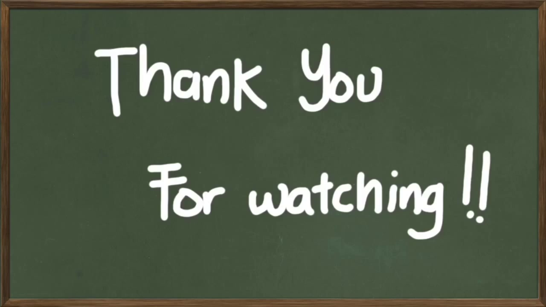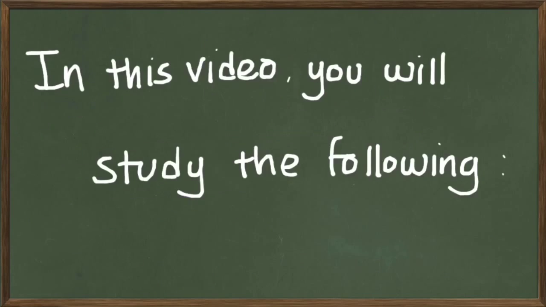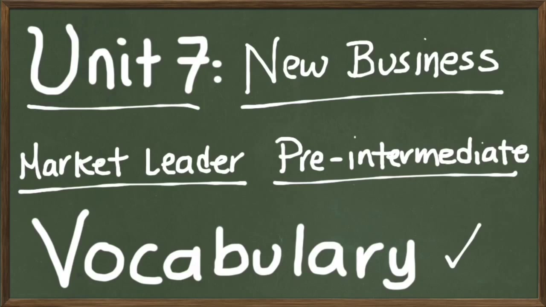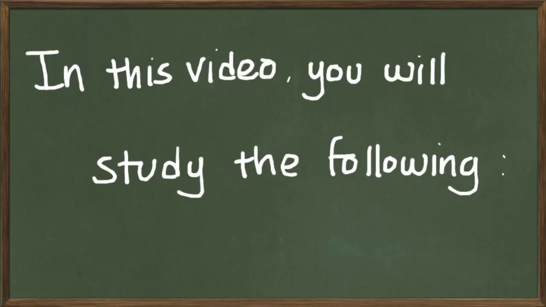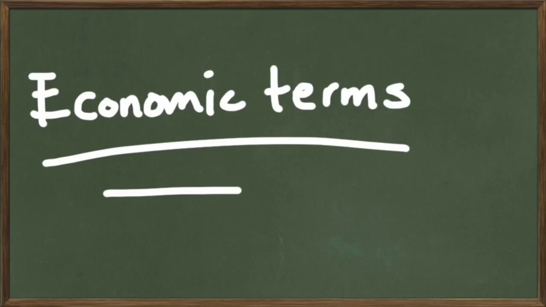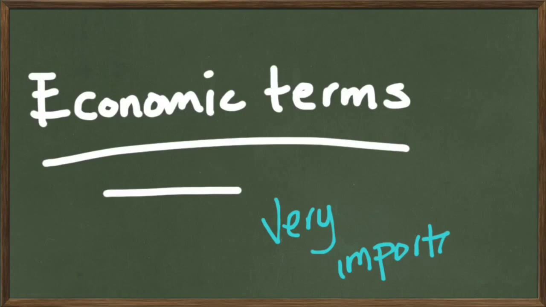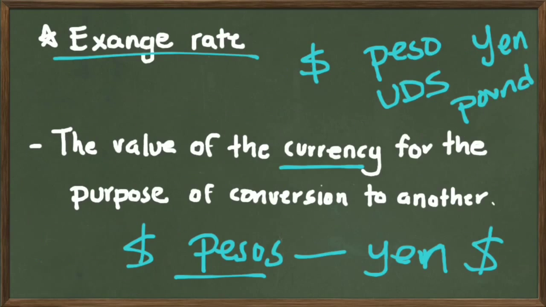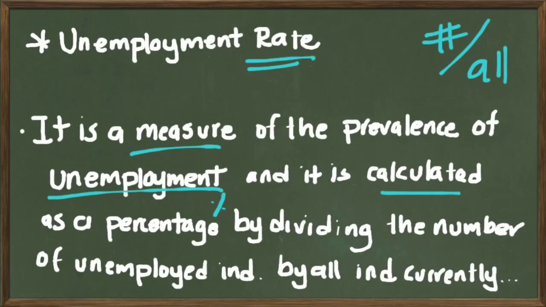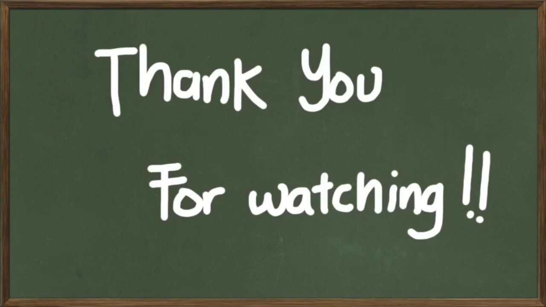Thank you very much for watching. Don't forget that today we talked about vocabulary for Unit 7 of the New Business book, Market Leader, for pre-intermediate students. In this video we saw pretty much economic terms, which are very important in business, and it will also make you sound cool. We saw these: interest rate, exchange rate, inflation rate, labor, etc. Make sure you watch the video again if you have any questions, or you can check with your teacher.